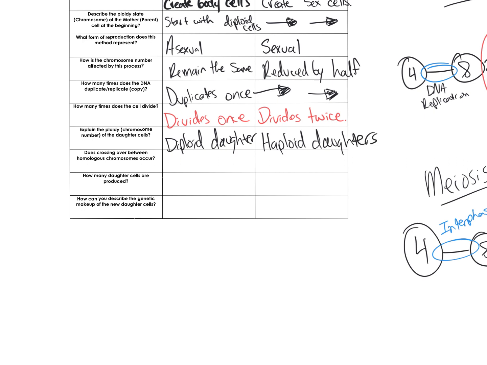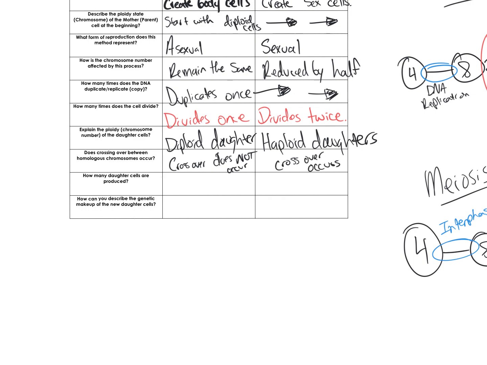Okay. Our next one says, does crossing over between homologous chromosomes occur? Okay. So in mitosis, crossover does not occur. And then in meiosis, crossover occurs.